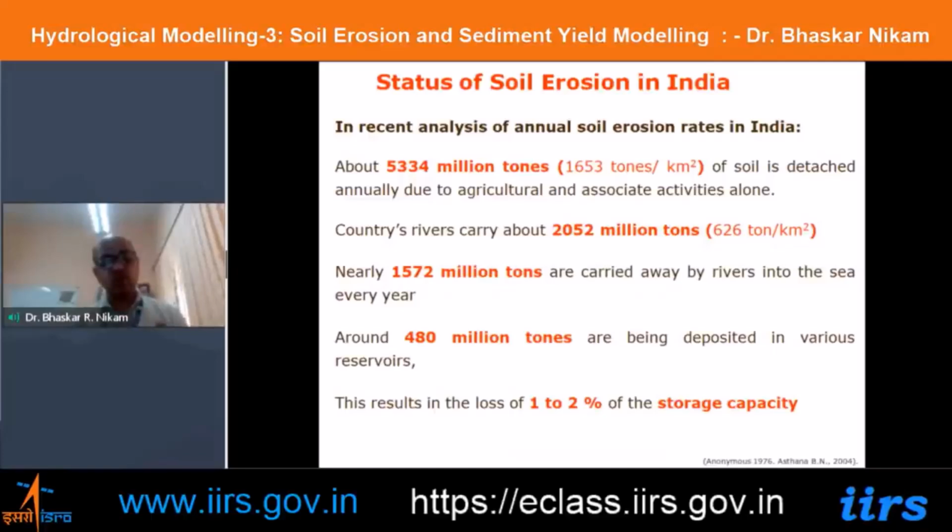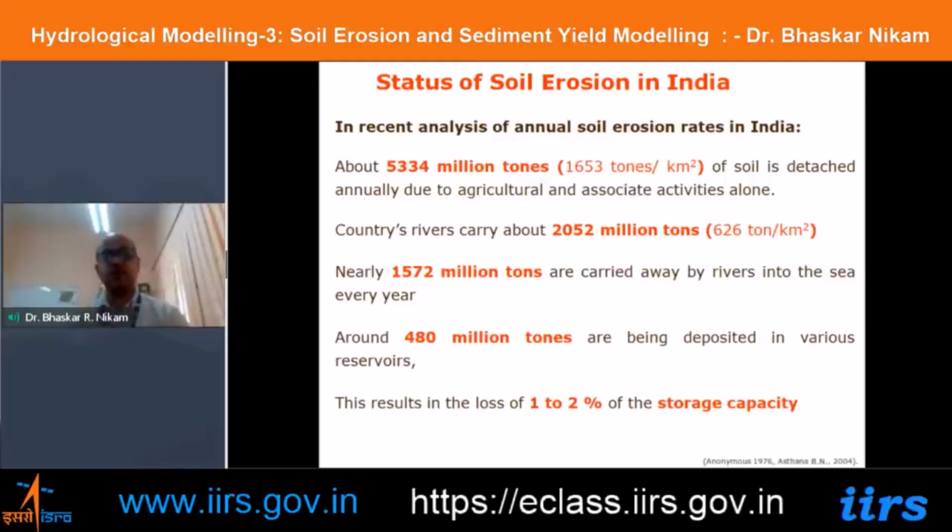Now you can imagine, we build reservoirs with a standard life of somewhere around 100 to 150 years, more than 100 years also. But if this rate of sediment deposition continues in the reservoir, we may lose our storage capacity at the end of 50 years. And this is a very severe, very serious scenario.